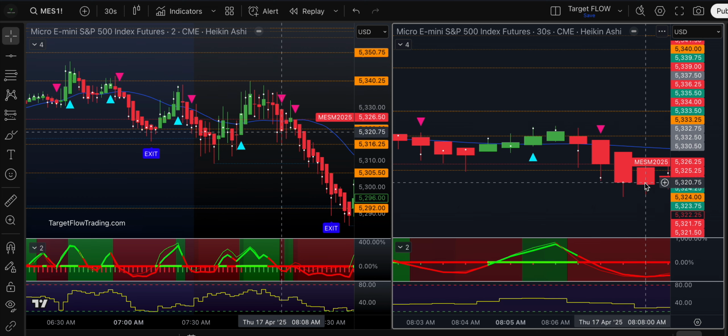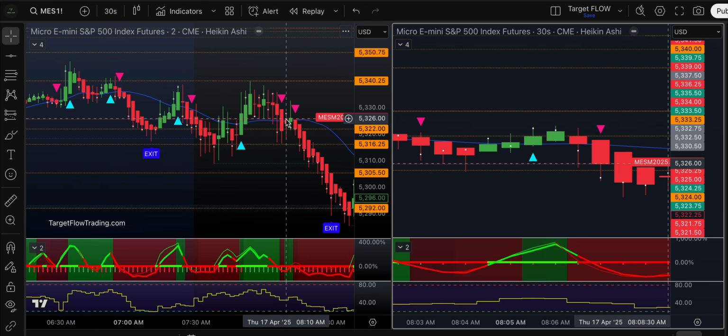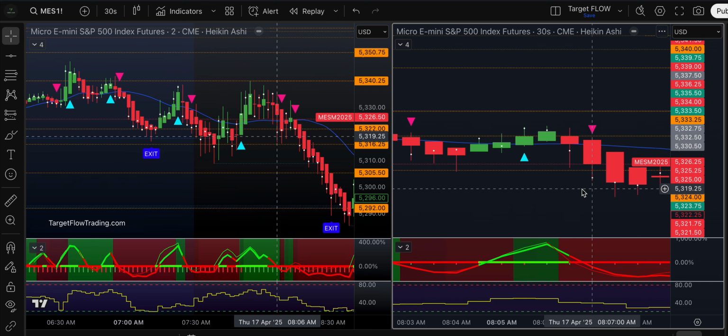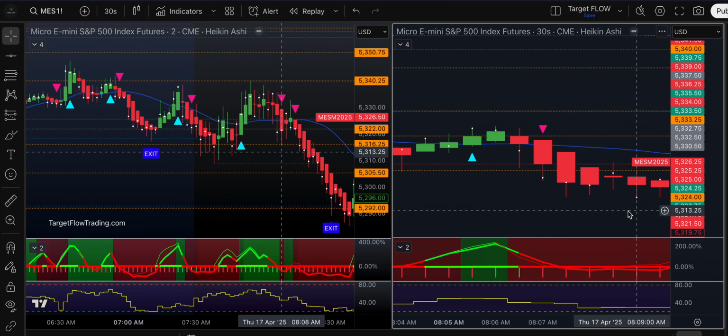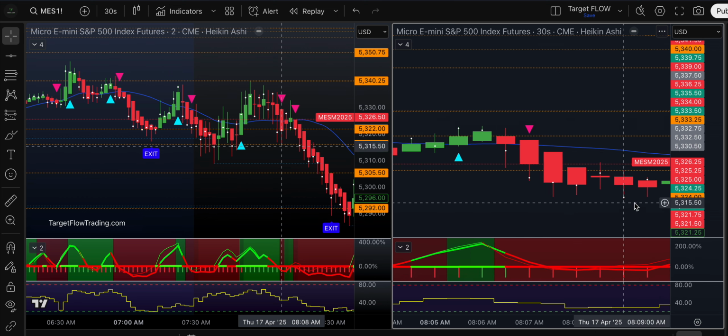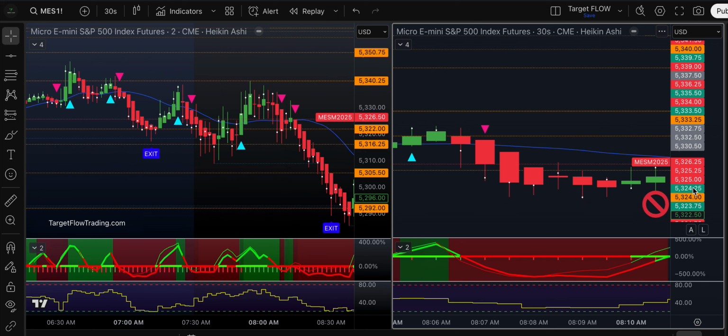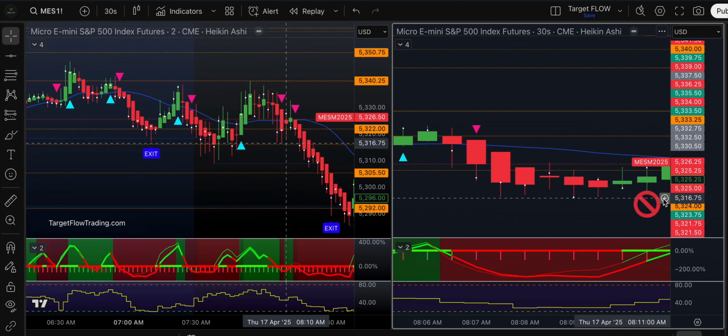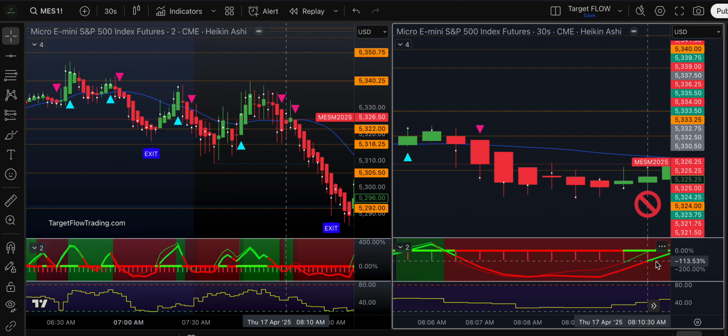Now, 808, let's see, is that right? Yep, 810 actually, sorry, 810, 809, 810. So there would be this signal here. And if I remember right, this is why I did not take this trade, because it was actually giving us a green, and this had switched to green. So it's not a valid signal.